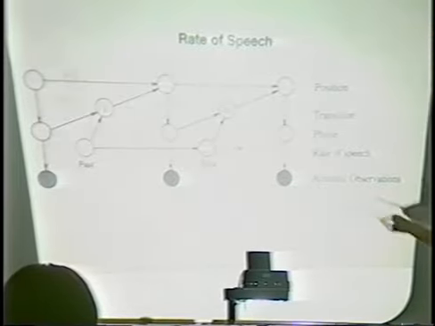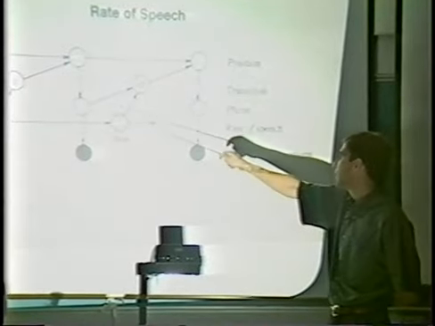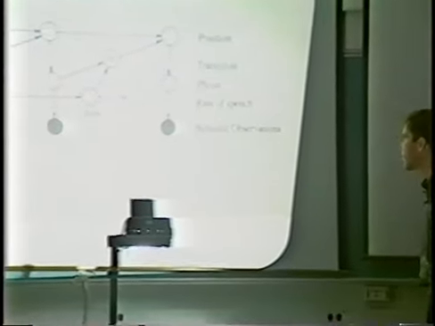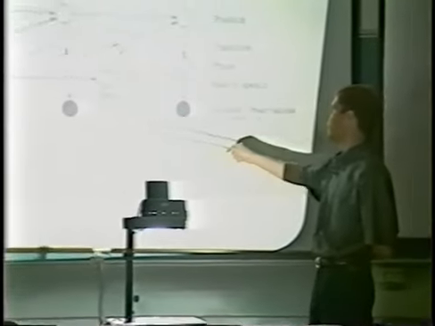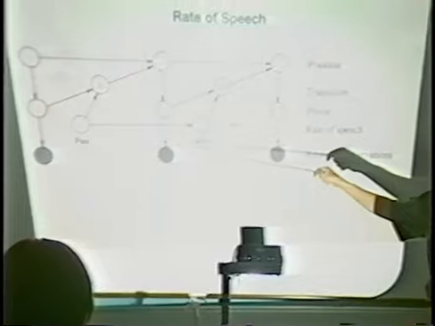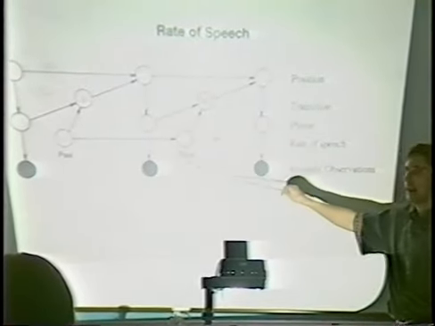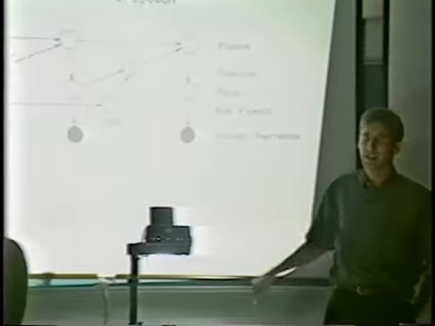And I'm going to condition the probability of having a transition on both the phone and on the rate of speech. And if you wanted to, you could do something fancier. If you had an acoustic observation that you thought was particularly indicative of rate of speech, you could add in that acoustic observation down there and then condition this hidden variable on that actual observation.